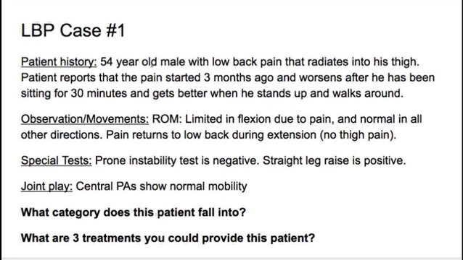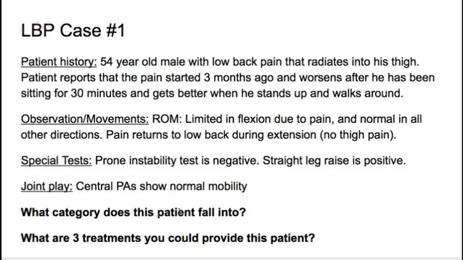So here's our first case. In this particular case, we have a 54-year-old male with low back pain that radiates into his thigh. The patient reports the pain started 3 months ago and worsens after he has been sitting for 30 minutes and gets better when he stands up and walks around. Range of motion is limited in flexion due to pain and normal in all other directions. Pain returns to the low back during extension, but there's no thigh pain. The prone instability test is negative, and the straight leg raise test is positive. Central PAs, so that means posterior and anterior pressures in the low lumbar area, show normal mobility.